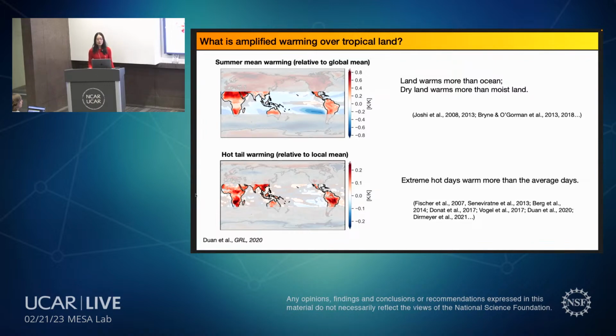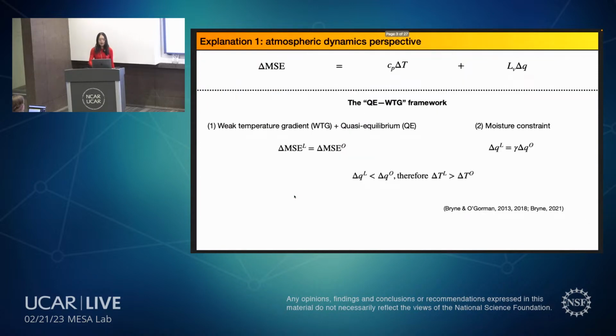For the mean warming, we see land warms more than ocean, and dry land warms more than moist land. And for the tail warming, we see that across almost all the tropical land, the extreme hot days warmed more than the average days. And there are two main perspectives on understanding this phenomenon. The first one is based on atmospheric dynamics.